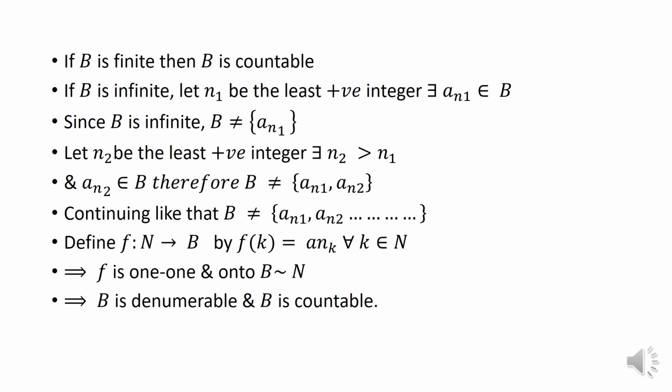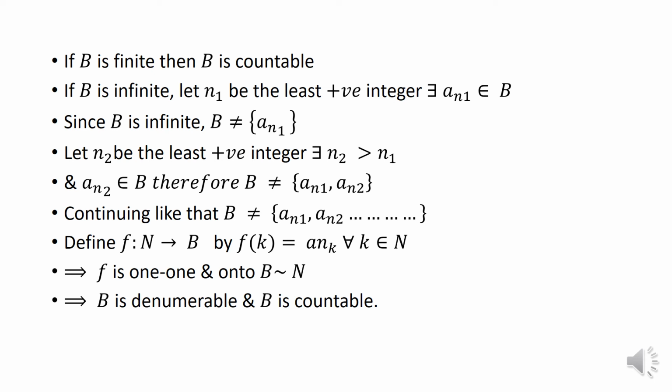So, if B is finite, then B is also a countable set. A is either finite or denumerable. Therefore, we consider the subset B of A. B will be either finite or infinite. If it is finite, then we can say that B is a countable set. Suppose B is infinite.